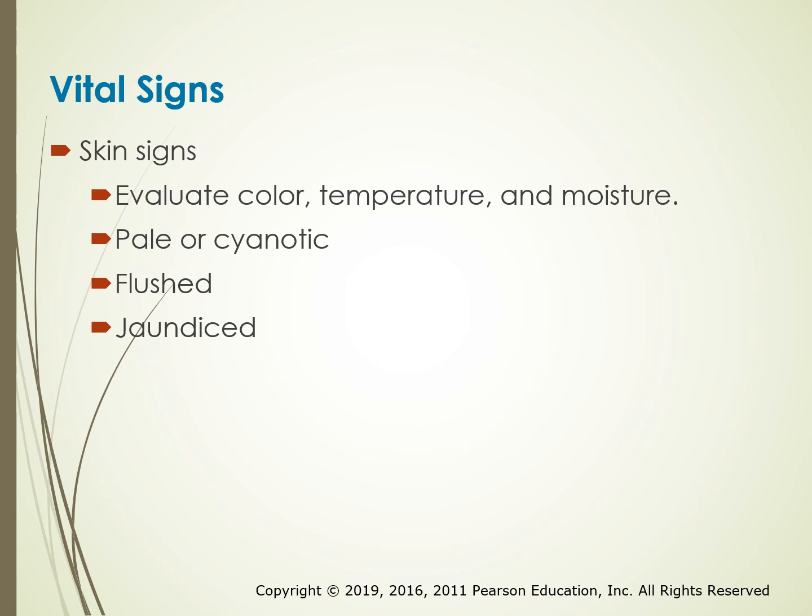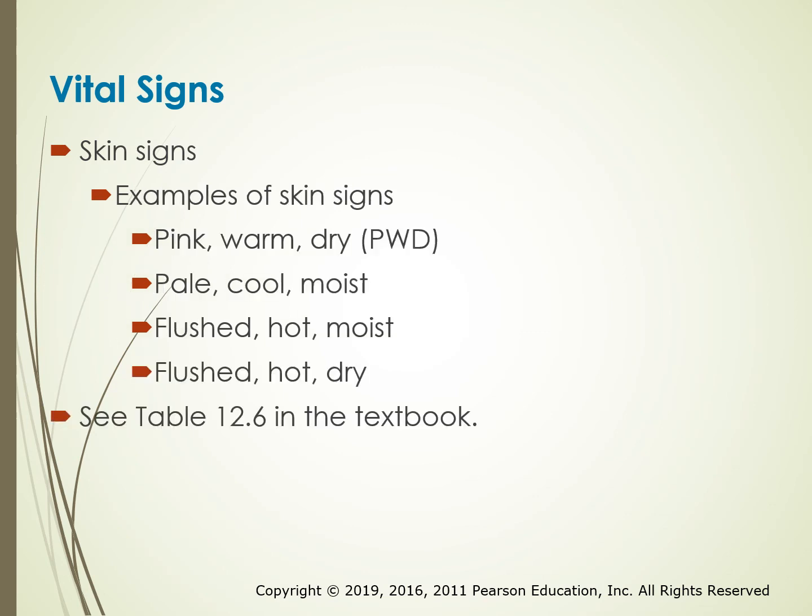Skin signs. So we mentioned color, temperature, and condition. So they can be pale, cyanotic, flushed, jaundiced. Jaundice is a yellow color, typically seen with people with liver failure. So pink, warm, and dry is what we want to see. Pale, cool, and moist is bad. Flushed, hot, and moist is not good. And flushed, hot, and dry is not good either. We want pink, warm, and dry.